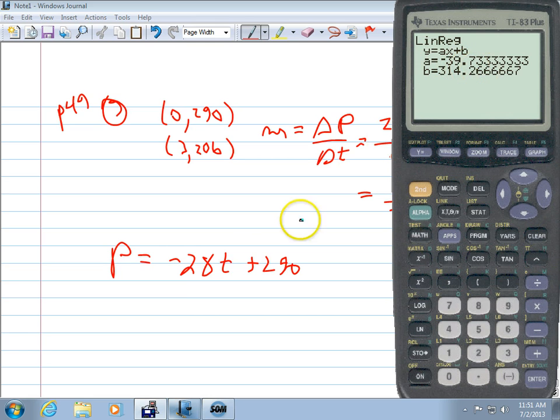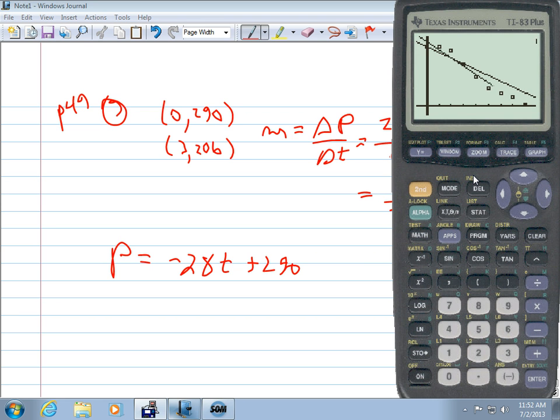Is negative 39 something? I estimated negative 28. Ugh. And the y-intercept for them was 314, and we made it 290. So ours wasn't that great. If you go into y equals, there it is. If you graph it, here's my line, here's their line. It's such that the vertical distance between the points below and the points above, if you measure all those vertical distances, they cancel out. That's how you do a line of best fit.